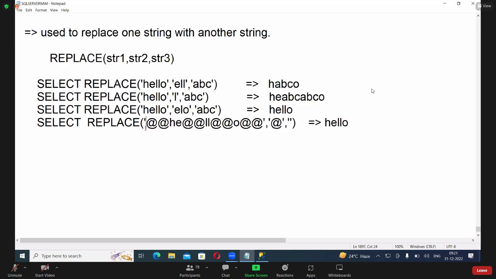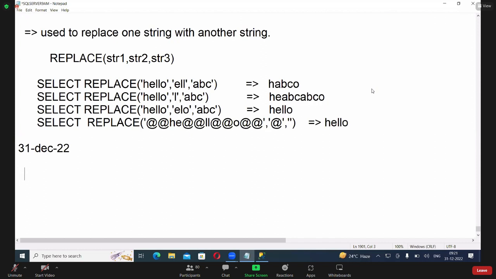I want to remove this at the rate. So to remove this at the rate, replace at the rate with what? Null. Wherever at the rate is there, at the rate is replaced with null character. Then at the rate is removed. So you'll get hello. Next.